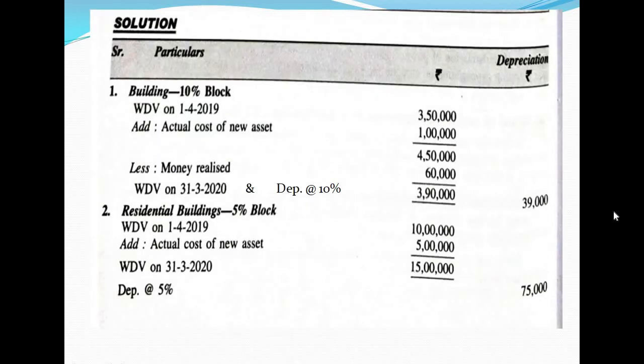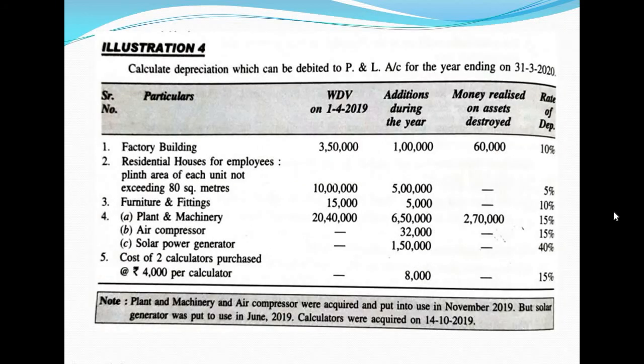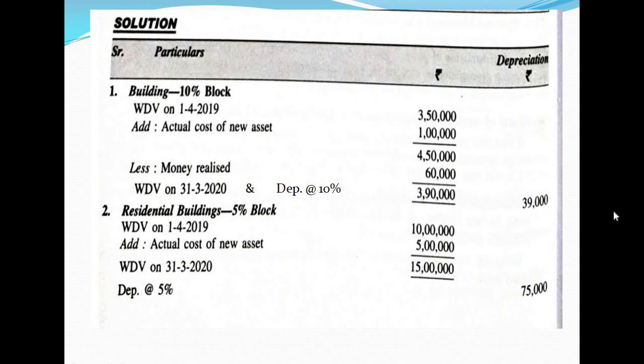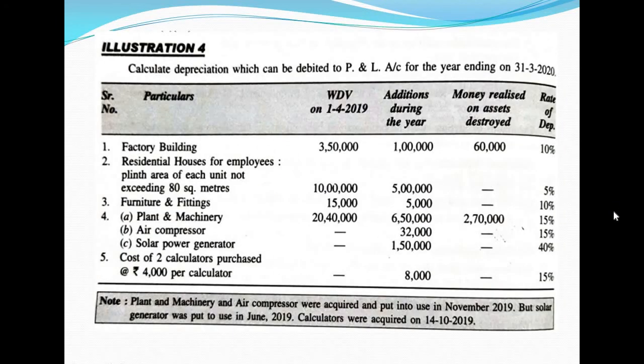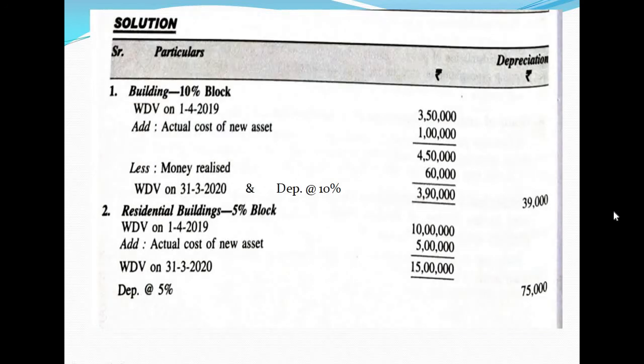Now for the first one, that is the building. It falls under the 10% block. First of all, I have to take the written down value at the beginning of the current previous year. If you look at the problem, the written down value on 1/4/2019 for factory building is 3,50,000. Then you have to add the actual cost of new assets, that is the additions during the year, which is 1 lakh.